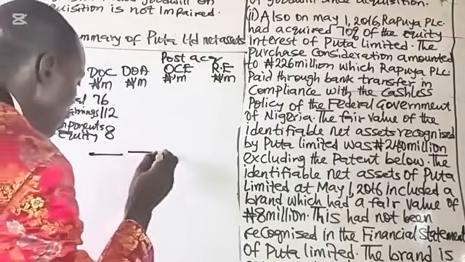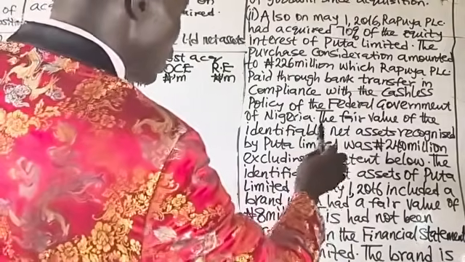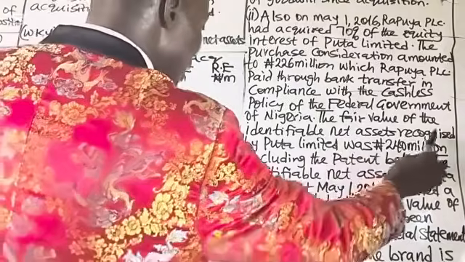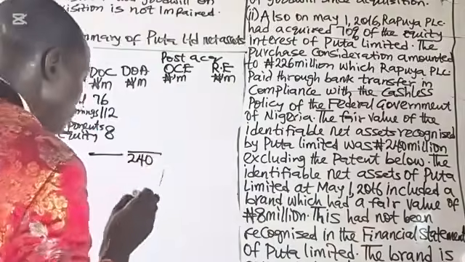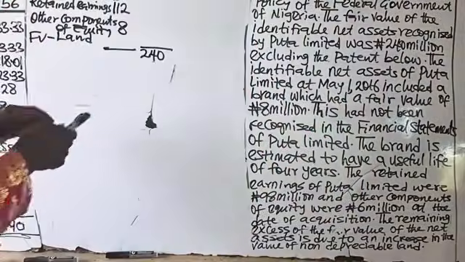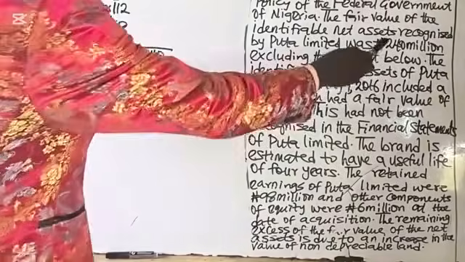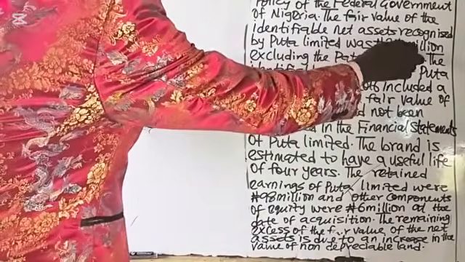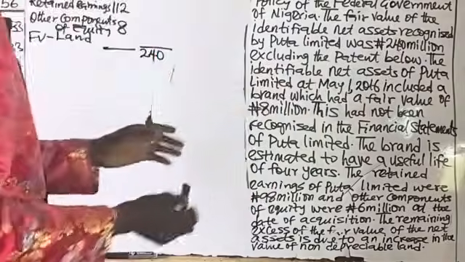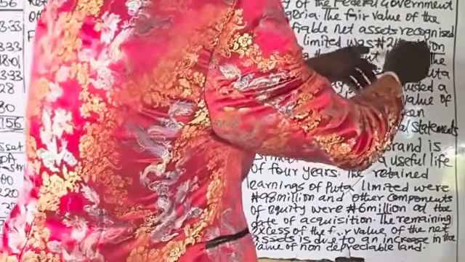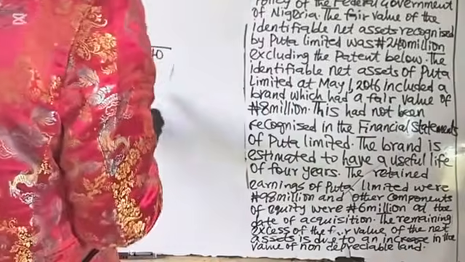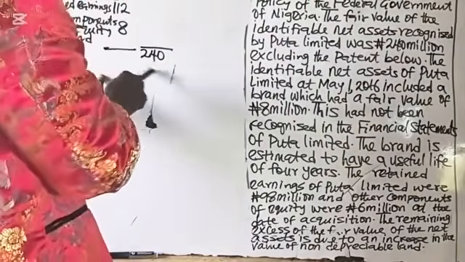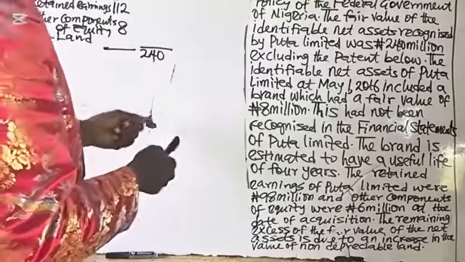So the date of acquisition, you were told the fair value of the identifiable net assets recognized by Puta Limited was 240 million. So the DOA, we have 240 million, excluding the patent below. So that means the patent given below is not included in the fair value of net asset of 240 million. It's a separate item. So the fair value of the patent that will be given is not part of the fair value of the net asset of 240 million. Therefore, we will need to add the fair value of the patent. We will need to add it to the 240 million.